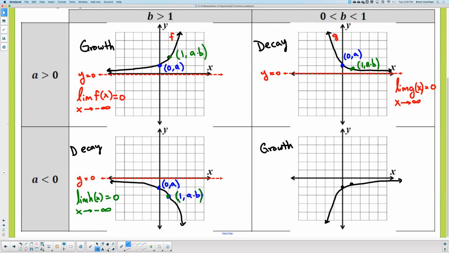By the way, with exponentials, they're either always increasing or always decreasing. They do not change direction. They're doing one or the other. Add those key values again. So we have (0, a) and (1, ab).